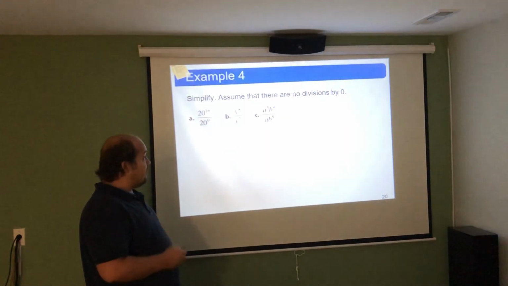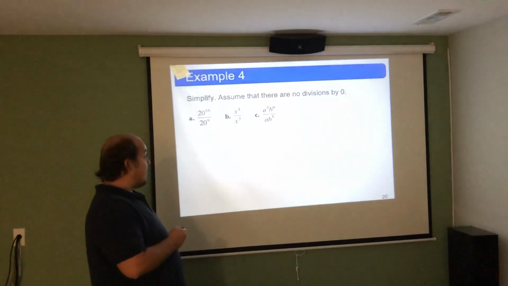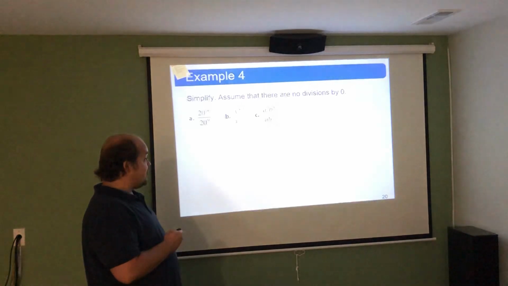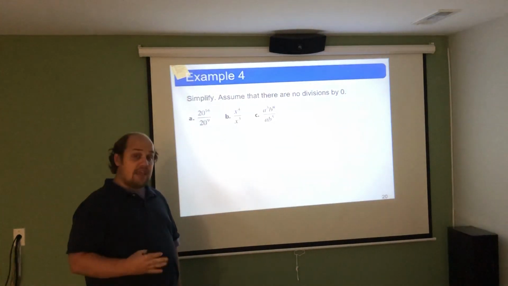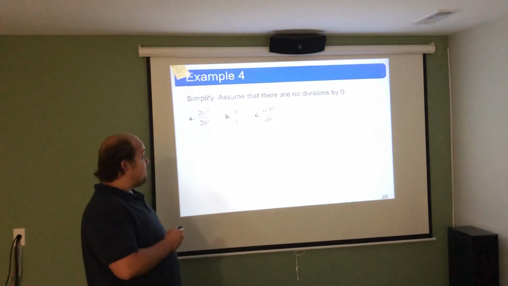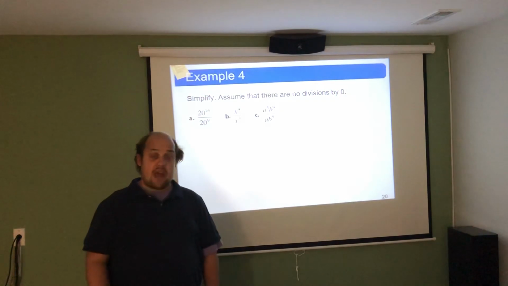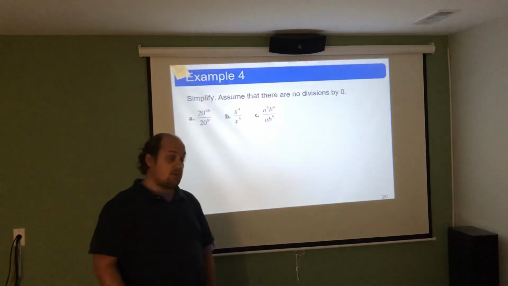Here in part C, you'll notice there's two different bases that we have to keep separate. So for the a's, I have 3 on top and understood 1 on bottom. It becomes a to the 3 minus 1, or a to the 2nd power. For b's, I have b to the 8th over b to the 5th. It becomes b to the 8 minus 5, or b to the 3rd power.